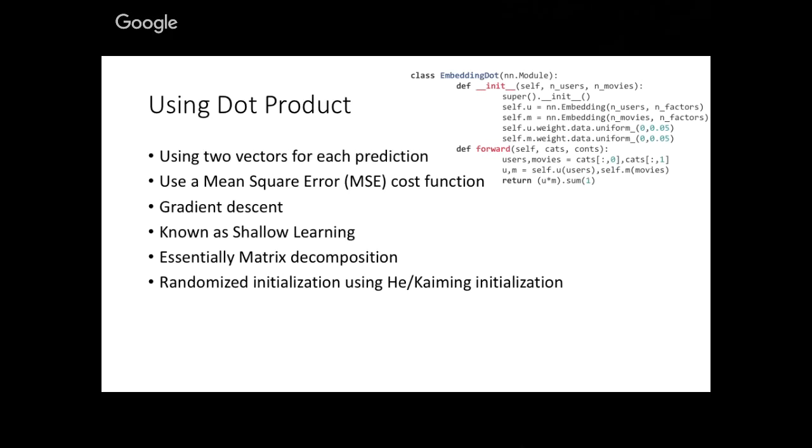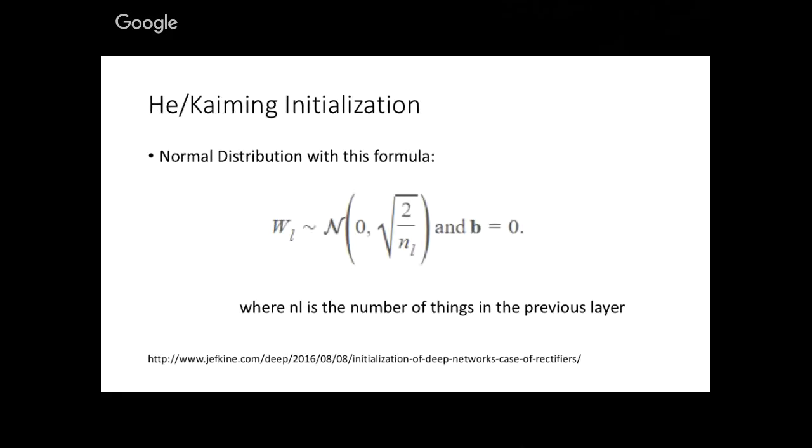So this is just shallow learning, because you say something like deep learning, but it's not really deep. Then they use He initialization to randomize the initial values. It's a normal distribution with a standard deviation of square root of 2 over the number of units in the previous layer.